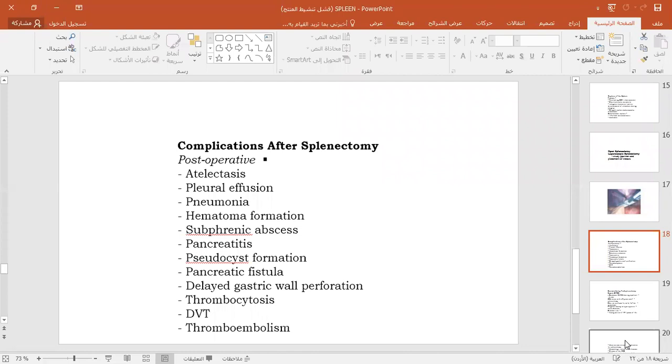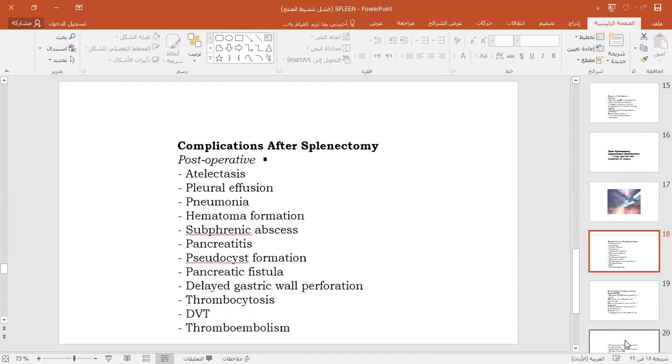Hematoma formation and bleeding are common due to slipped clips or slipped ligatures, especially in trauma. So postoperative hemorrhage after trauma is common. Subphrenic abscess, left subphrenic abscess, infection. Pancreatitis, which is usually due to trauma during splenectomy.